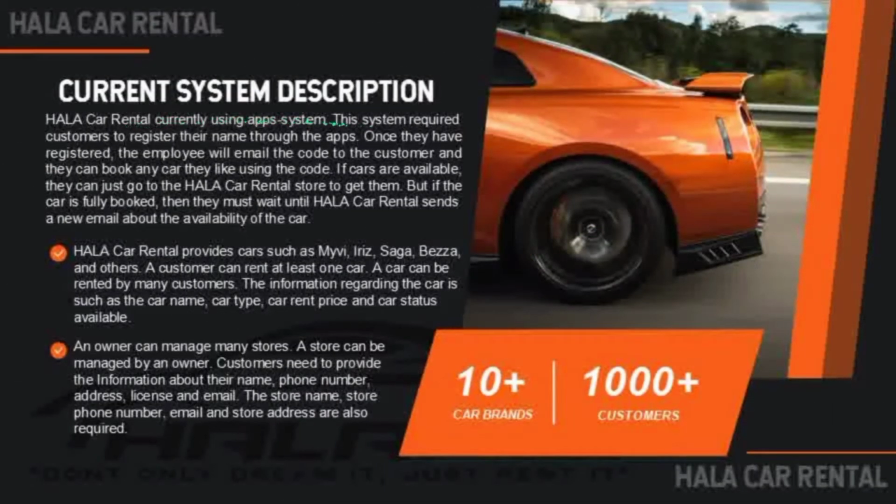For the current system description, HALA Currential is currently using an app system. This system requires customers to register their name through the app. Once they have registered, the employee will email the code to the customer and they can book any car they like using the code. If cars are available, they can just go to the HALA car rental store to get them. But if the car is fully booked, then they must wait until HALA car rental sends a new email about the availability of the car.